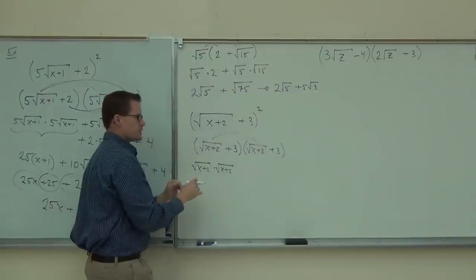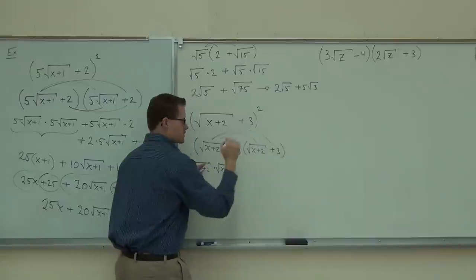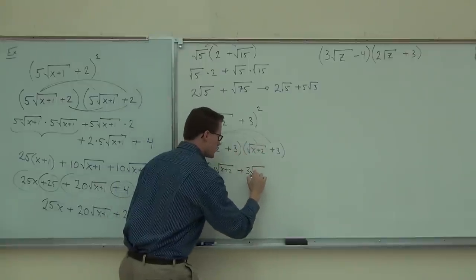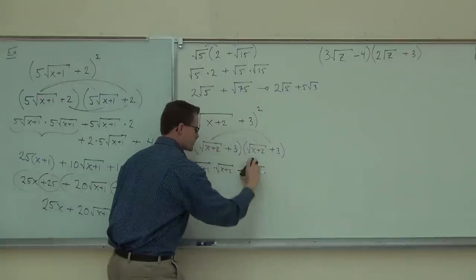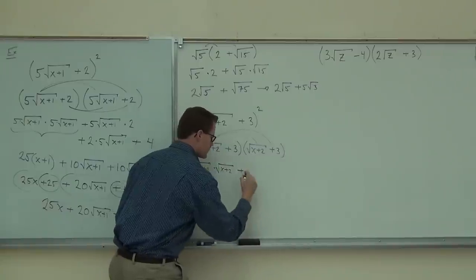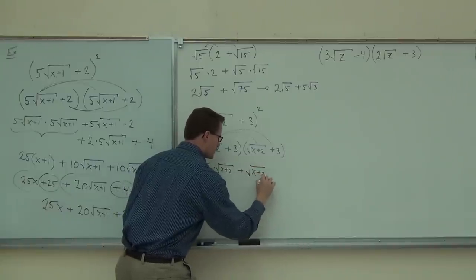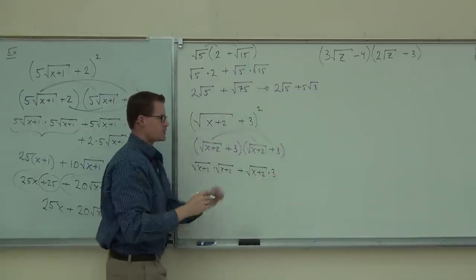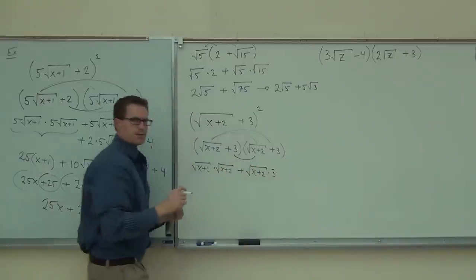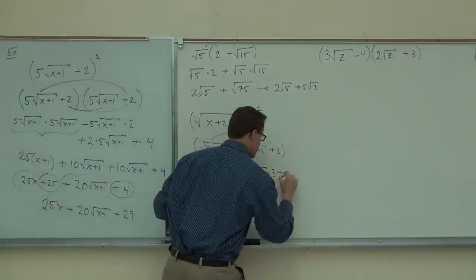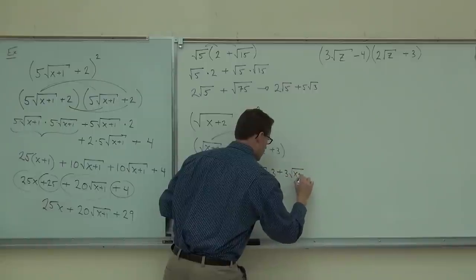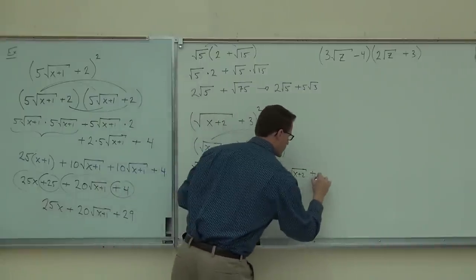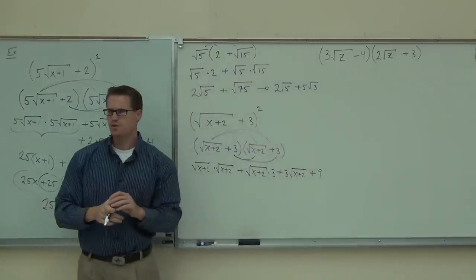That's our first expression. Next up, we have square root of x plus 2 times 3. Show me that. Of course, it's going to be a plus, positive times a positive. There we go. That takes care of our first two multiplications. Then we have our 3 times our square root of x plus 2. And lastly, we're going to get how much? 9. We're going to go plus 9. Nod your head if you showed that.